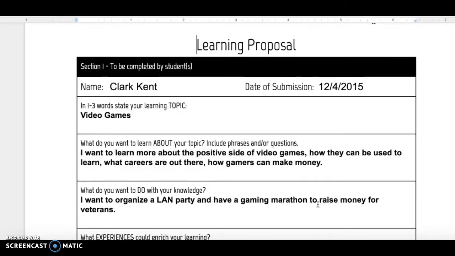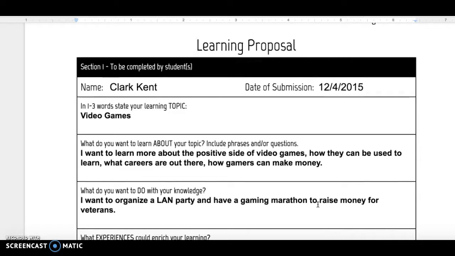So here's one for a student named Clark Kent. Hopefully you get the pun there. But Clark Kent wants to learn about video games. And also this proposal is aimed at the student who wants to get English credit, but they're not really into reading books and writing a book report or writing an essay. This is the kid who wants the credit, but is really into things that are not necessarily typical of an English class. So Clark Kent wants to learn about video games.